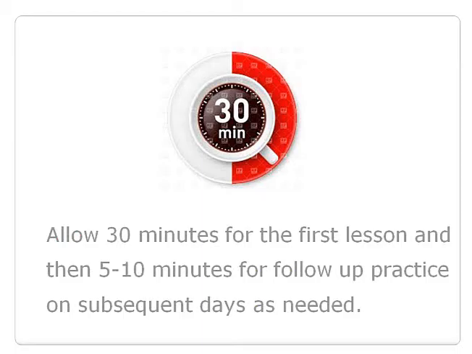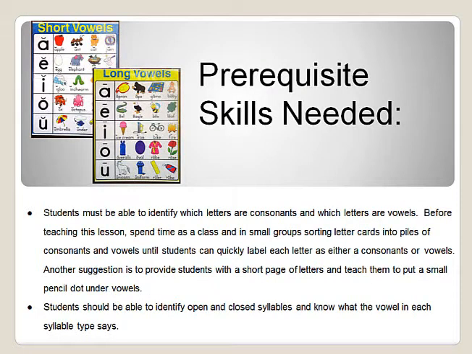Allow 30 minutes for the first lesson and then 5 to 10 minutes for follow-up practice on subsequent days as needed. Students need to be able to identify and know the difference between vowels and consonants. Before teaching this lesson, spend time as a class and in small groups sorting letter cards into piles of vowels and consonants until students can quickly identify vowels and consonants. Another suggestion is to provide students with a short page of letters and teach them to put a small pencil dot under vowels.